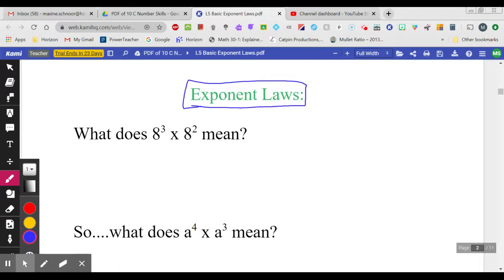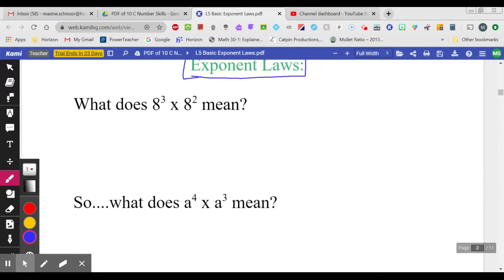Okay, it's not so much a matter of knowing what each of the rules is called, I just need you to know how to use them. So before I just give you the rules, I want to show you where they come from. The first rule is called the product rule or the multiplication law.